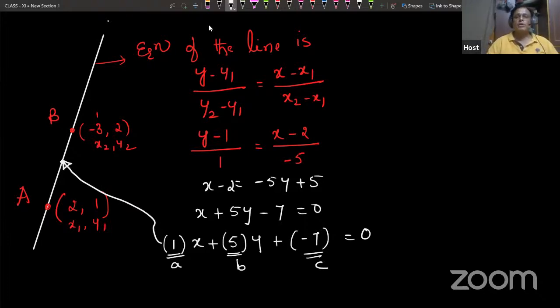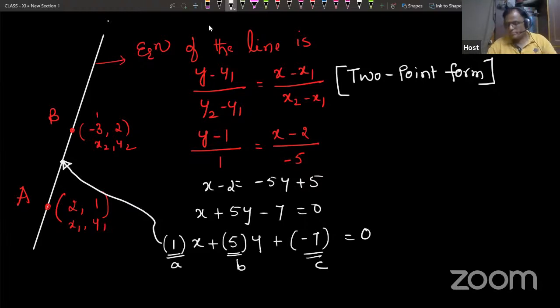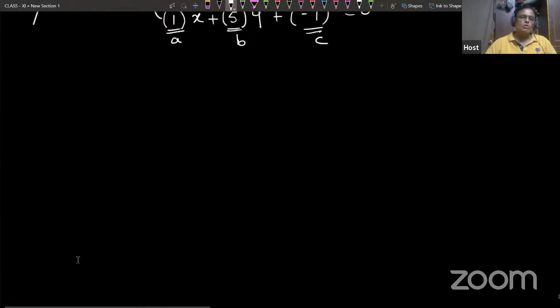Remember this. We use this formula whenever 2 points are given. Therefore, this is called the two-point form: (y minus y1) upon (y2 minus y1) is equal to (x minus x1) upon (x2 minus x1). This is one. Better you remember the formula. Next we'll go for one more method.